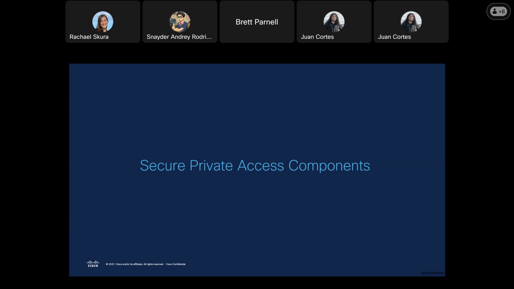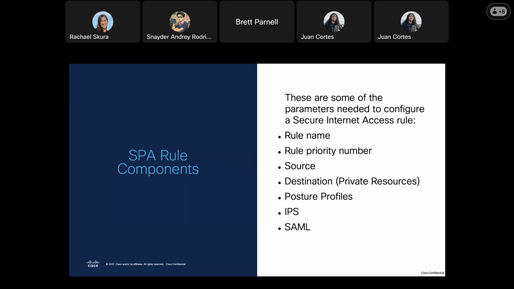Okay, components for secure private access. These are elements that are required to configure a rule. This is the list of elements. We'll explore one by one a little bit more in detail. We need a name of the rule, a priority number. This is similar to an access list sequence number. The rules are sorted numerically, and they're checked from top to bottom.